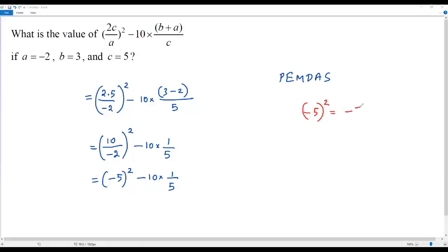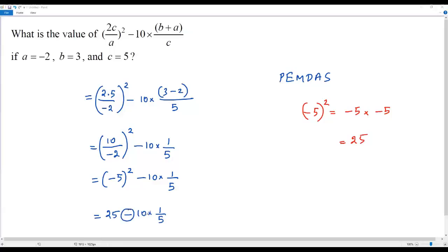Negative 5 the whole square equals negative 5 times negative 5. That is we have to write this negative 5 twice and multiply. Negative times negative will become positive. 5 times 5 becomes 25. So the evaluation of negative 5 the whole square is positive 25. Then we have negative 10 times 1 over 5.